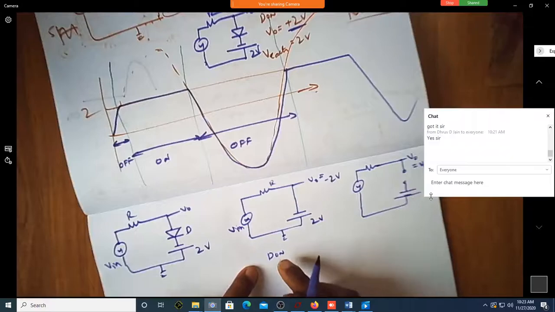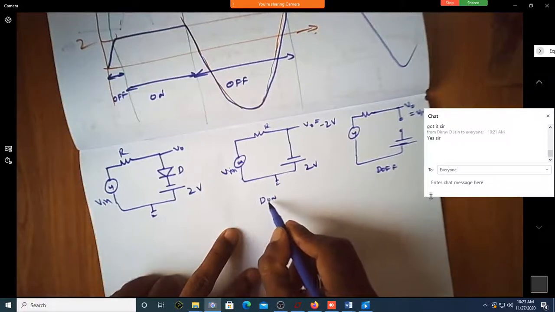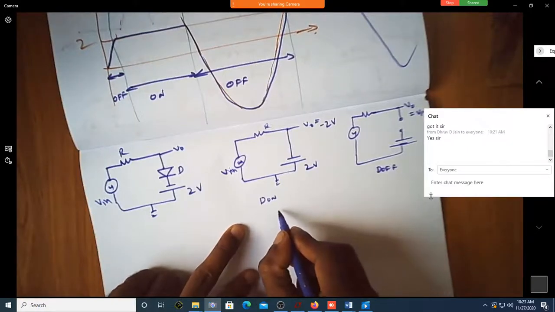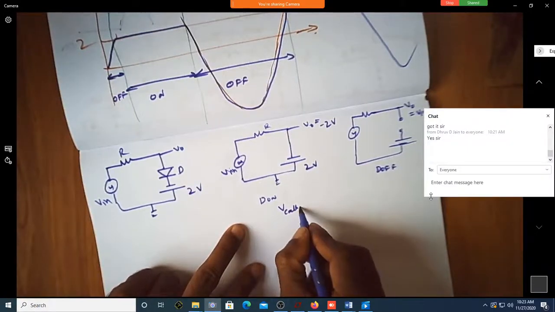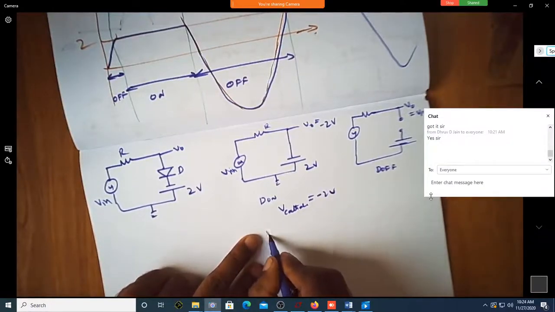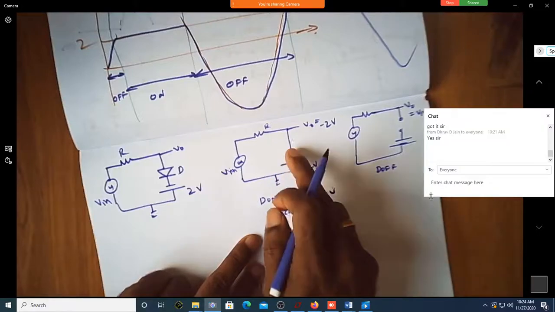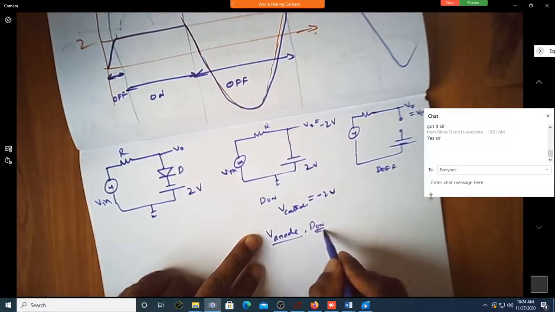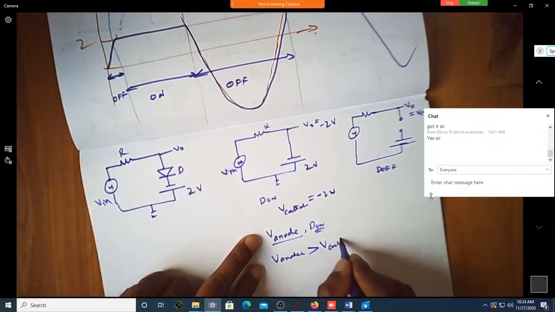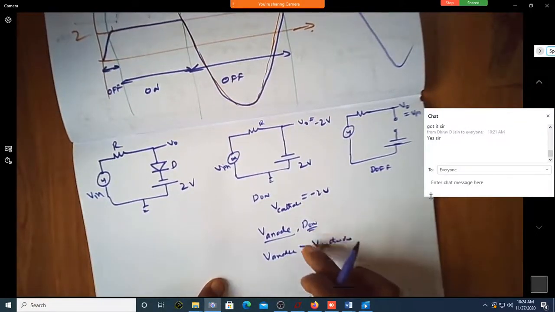Next the question is, when does the diode turn off? So what is the voltage at the cathode? Voltage at the cathode is -2 volt. Am I correct? For what voltage of V anode will the diode be on? Because we know that V anode should be greater than V cathode for it to be turned on. Correct? For what all voltages will this turn on?